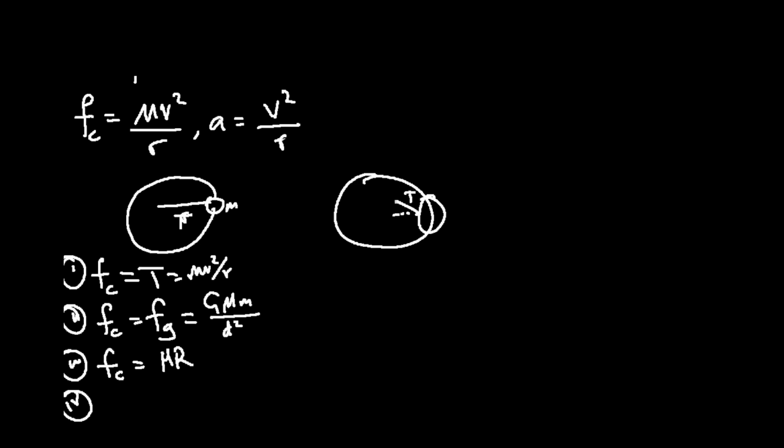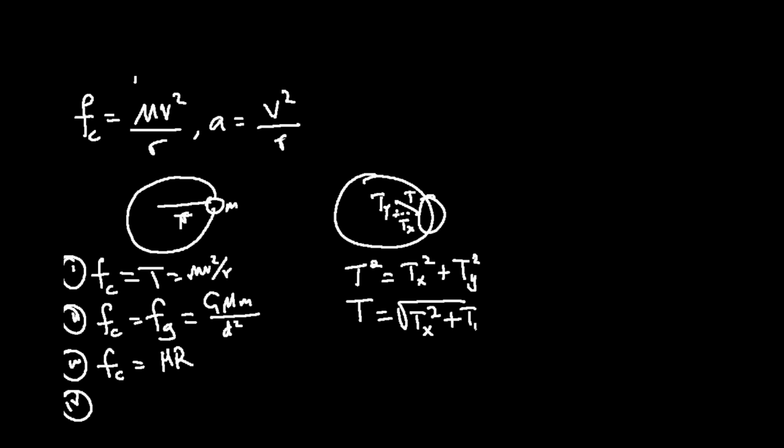And then it has a vertical component now. So this is Ty and this is Tx. Along this horizontal axis, this is the centripetal force. Along this vertical axis, it is the force of gravity. So if I really want to get the tension that is providing the necessary centripetal force, I will have to apply Pythagoras theorem. That is, T squared is equal to Tx squared plus Ty squared. And that will give me that T is equal to the square root of Tx squared plus Ty squared.